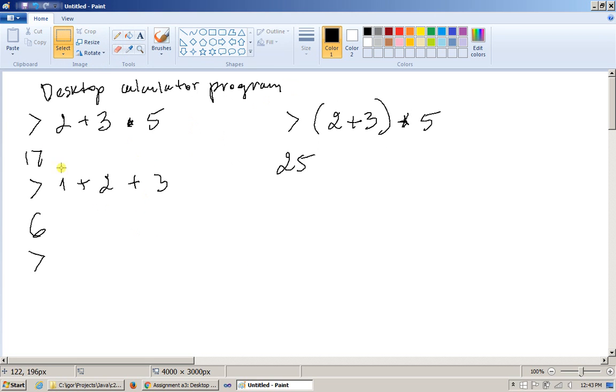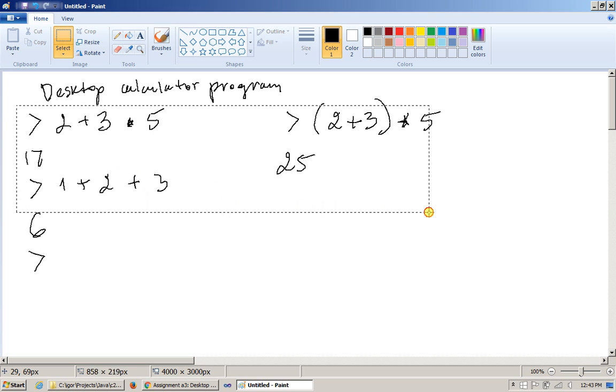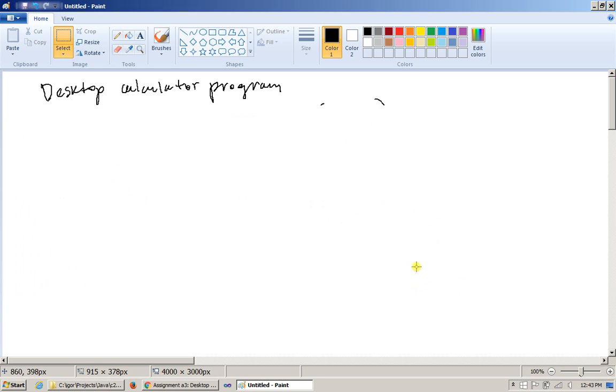And so now we're going to go back to the idea of what possible solution we could use for this challenge, because there seem to be quite a few things involved in this desktop calculator program, right?